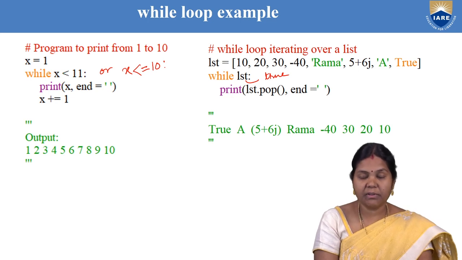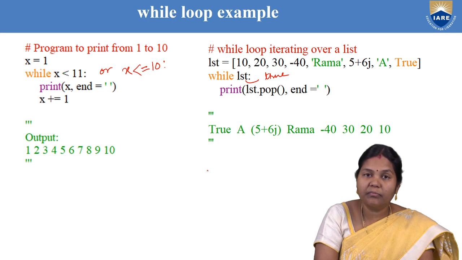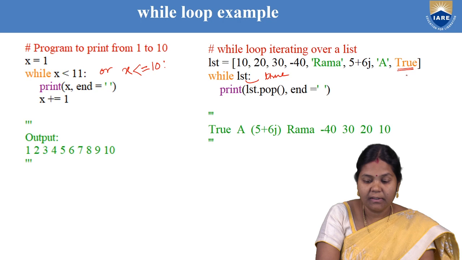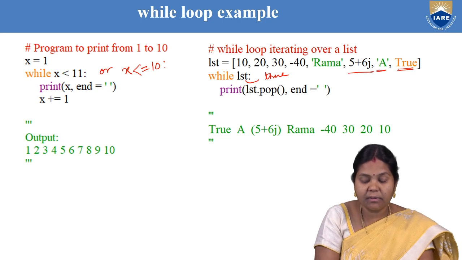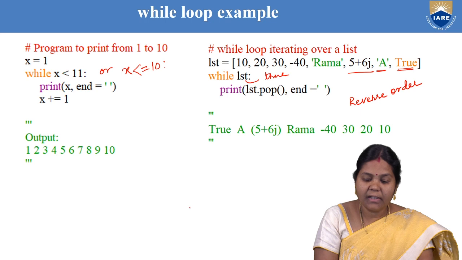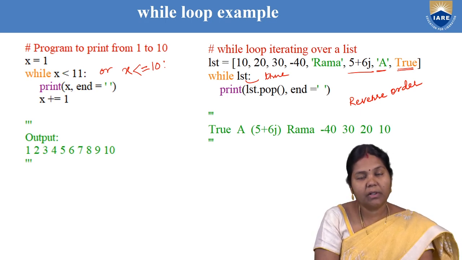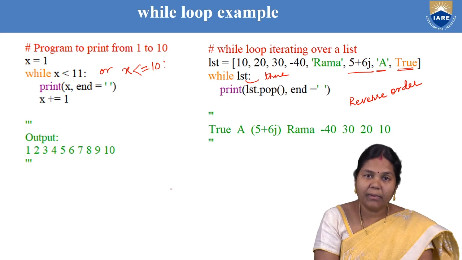But whenever you use the pop method, by default, its nature is to display from top to bottom. That means True will come first, the last element, then A will come, then the complex number 5 plus 6j will come. So it will come in reverse order. If you want to display in the order in which it is stored, that is also possible. We have to use the indexing mechanism.